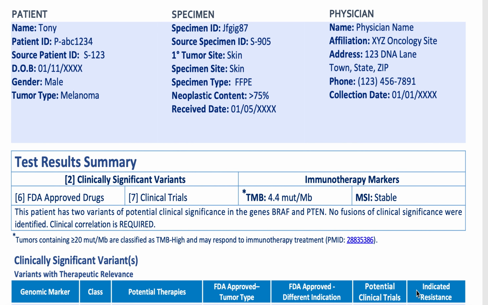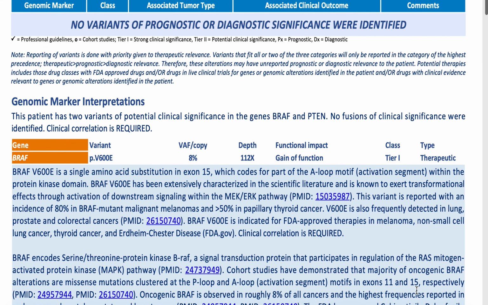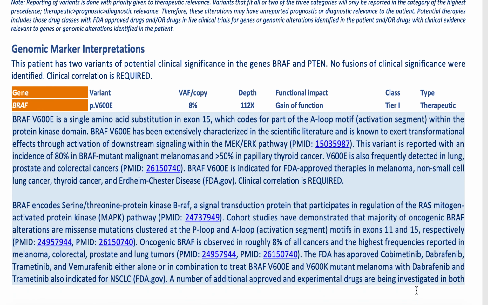Back to the patient report for our melanoma patient Tony. In the genomic marker interpretation section of the report, each clinically significant gene variant is described in more detail. At the top of each section, there is the gene name, the variant name, the VAF copy or the variant allele frequency, the read depth, the functional impact of the variant, as well as the type and class of the clinical significance of the variant.